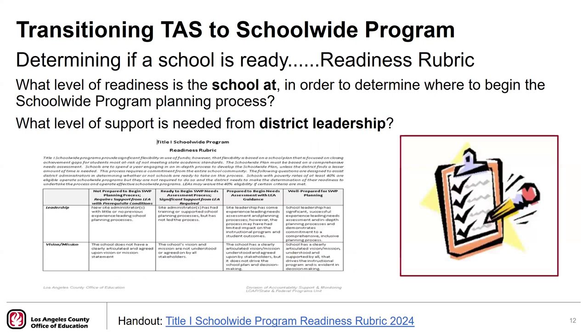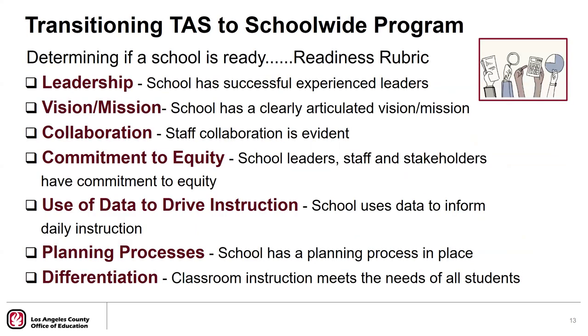So we've created a tool, a readiness rubric, that will help the LEA determine if a school is ready to transition to a school-wide program, and to determine what level of support is needed from the district leadership. You can find the handout at the link at the bottom of the page. The LEA can use the readiness rubric to determine where the school currently places on the rubric.